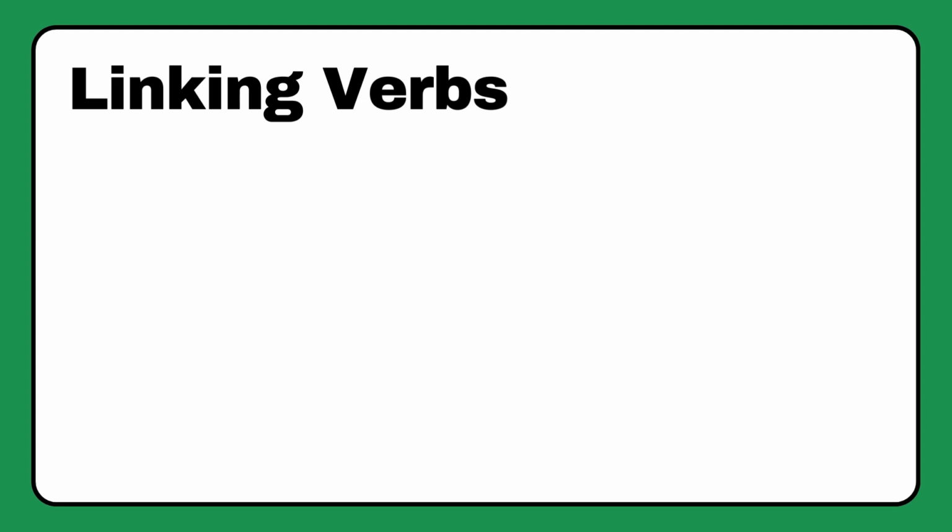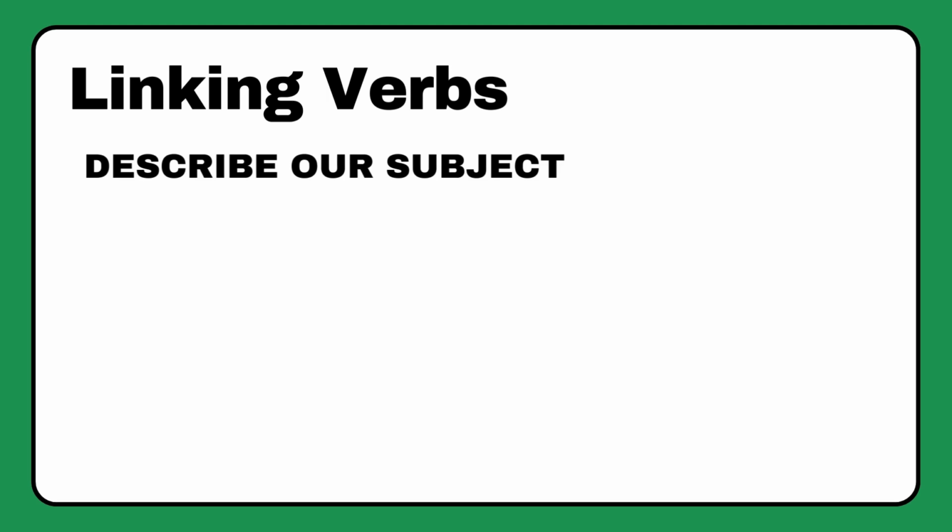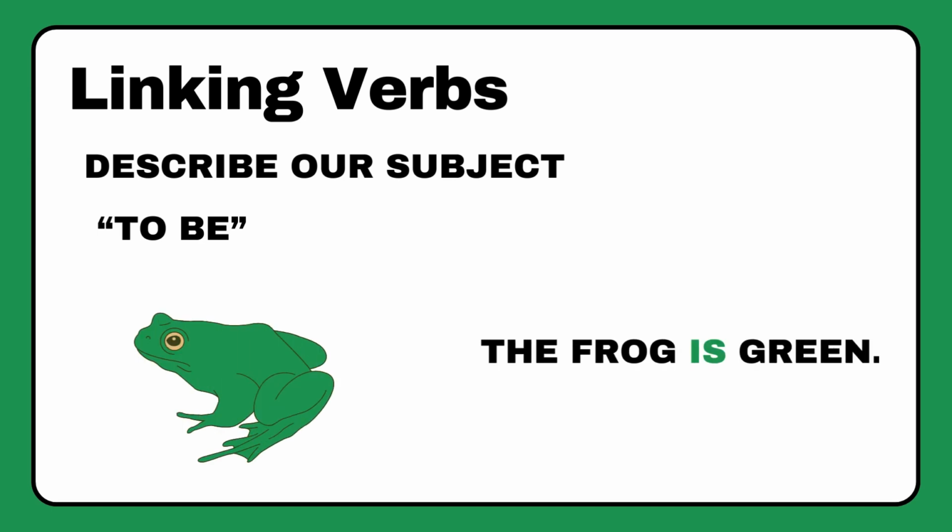Another type of verb is a linking verb. We use linking verbs to describe our subject. So instead of talking about an action the subject is doing, the linking verb gives more detail about the state of the subject. The most common linking verb is be, or in a sentence it is used as is, am, or are. For example, the frog is green.